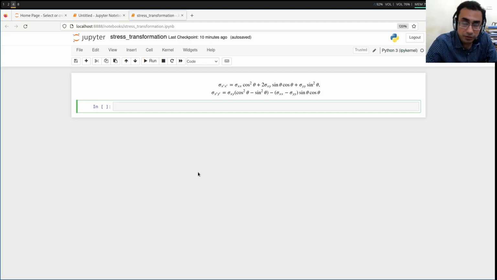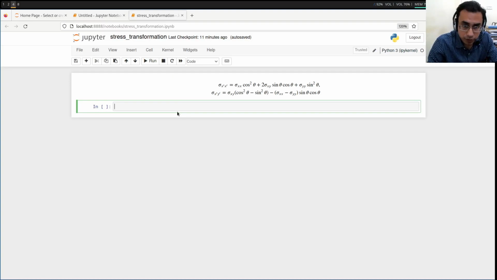Every student of mechanical engineering, aerospace and civil would realize what these equations are. These are basically the stress transformation equations. Problem is that I cannot ever remember these. So I thought, what would be a better way to remember these than to use matrix multiplication, which is quite easy and straightforward and very systematic to remember.